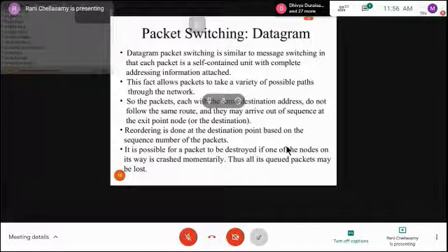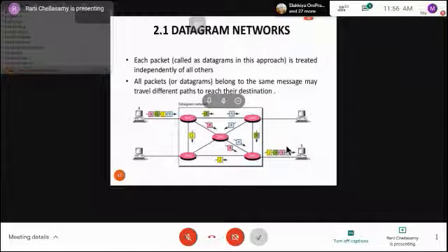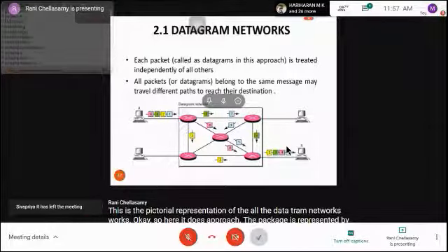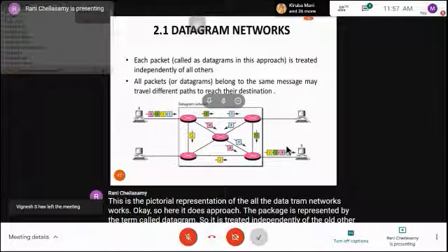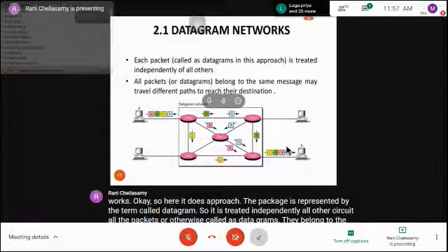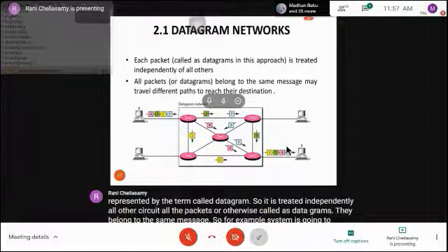This is a pictorial representation of how datagram networks work. In this approach, the packet is represented by a term called datagram. Each is treated independently of all the others. All the packets, otherwise called datagrams, belong to the same message. For example, system A is going to communicate with system X. So it is going to transfer the datagrams. Initially the message is segregated into 4 packets.